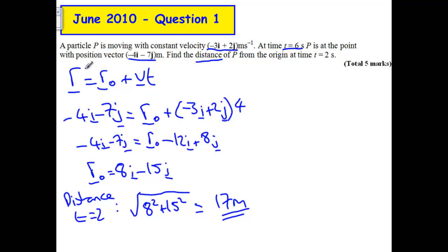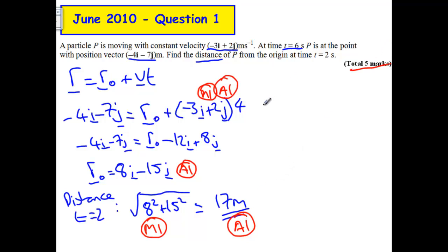Now to give you an idea of where the mark scheme allocates marks here, for correctly using this formula you would get 1 method mark and an accuracy mark. For successfully rearranging this to find the position vector of the particle when time is 2, you would get a 2nd accuracy mark. Then knowing that you have to take the position vector and find the magnitude to find the distance is a 2nd method mark, and the final answer, correct as 17 meters, is the final accuracy mark. So that is how the 5 marks are allocated.